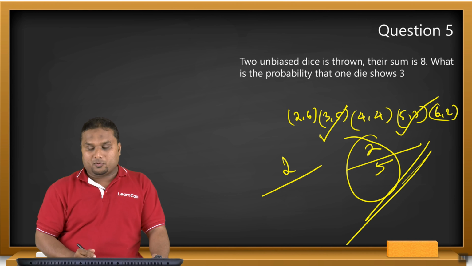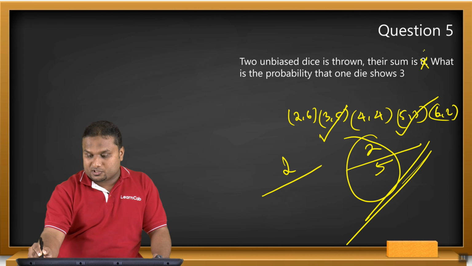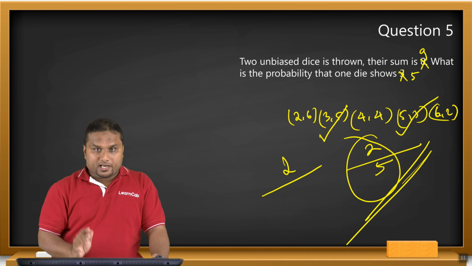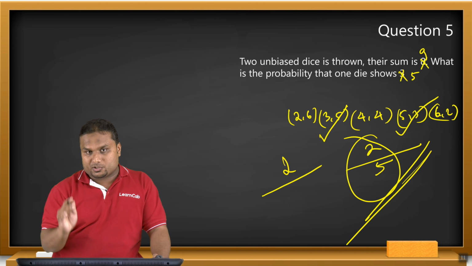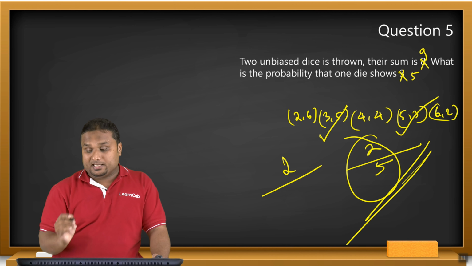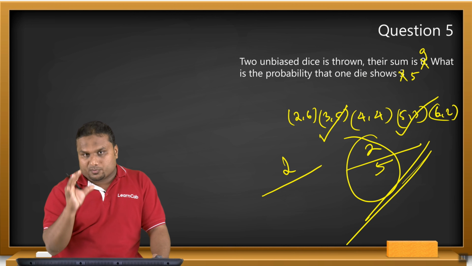Now I'm going to change this question. Instead of sum equal to 8, their sum is equal to 9. What is the probability that one die shows 5? In any conditional probability question where they ask one die shows, the numerator will be 2. This is the numerator, and their sum is 9. Now you have to look at the probability that their sum is equal to 9.